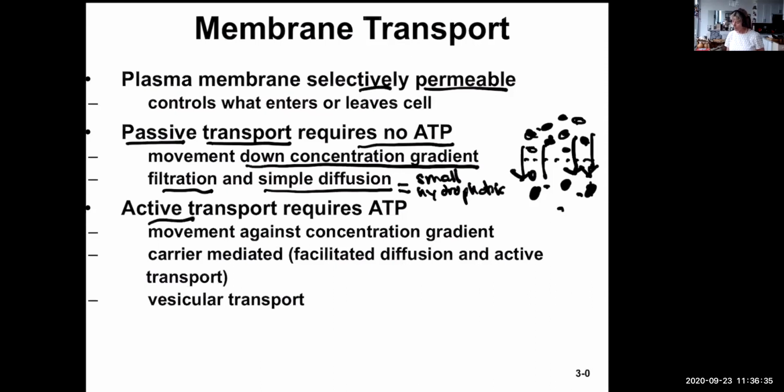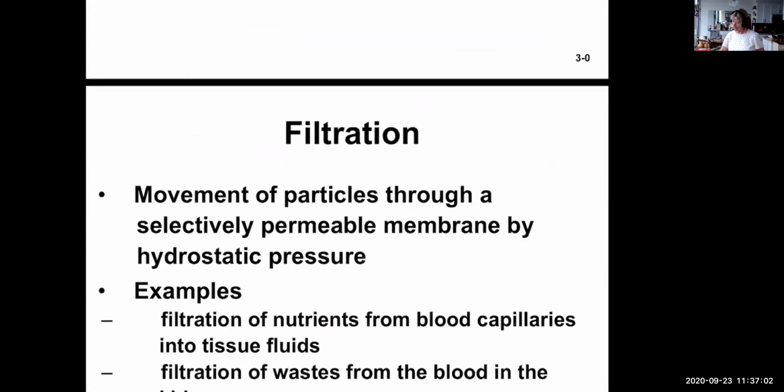Active transport requires ATP, adenosine triphosphate, because often movement is required against the concentration gradient, particularly in the nervous system. Some are carrier-mediated, facilitated diffusion and active transport, and some transportation occurs in vesicles. So let's see what that looks like.